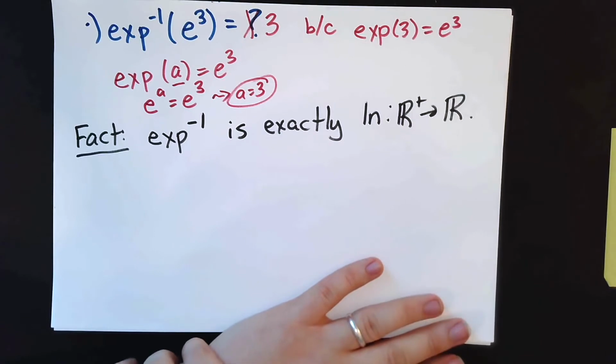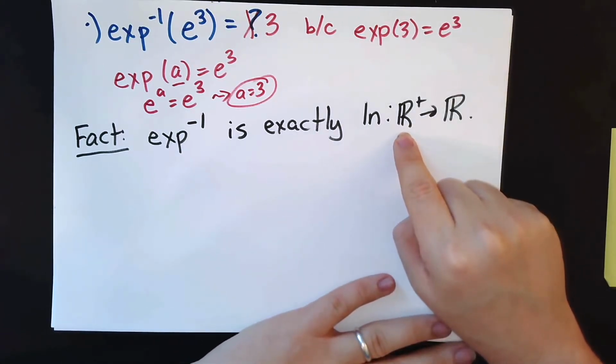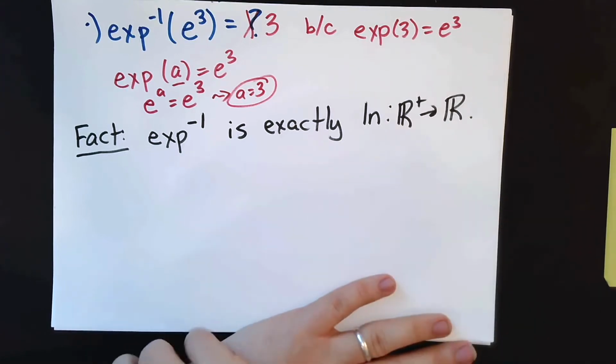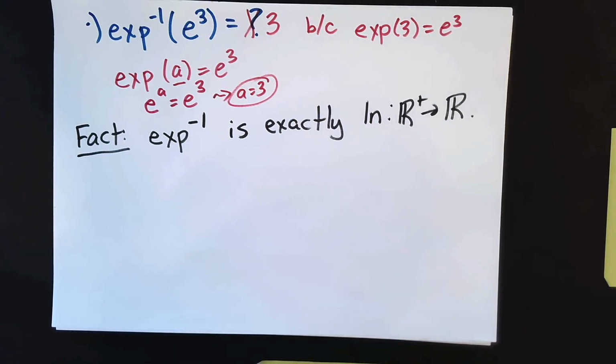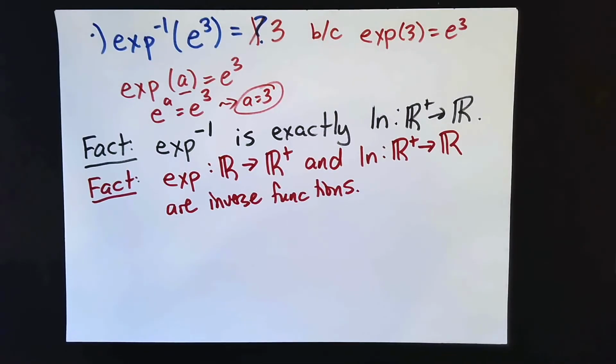Now, people quite often have a hard time remembering what the domain of natural log is. But in fact, you see here why the domain of natural log is the positive real numbers, and that's because it reversed the domain and codomain of exp. Now, I do want to note that being inverse functions is mutual. So I could say this more symmetrically as the statement exp from R to R plus and natural log from R plus to R are inverse functions.